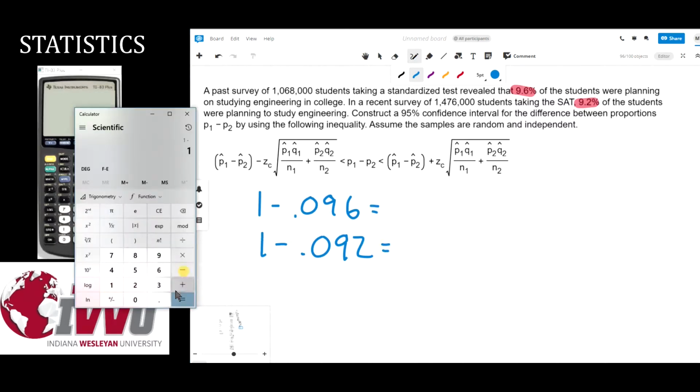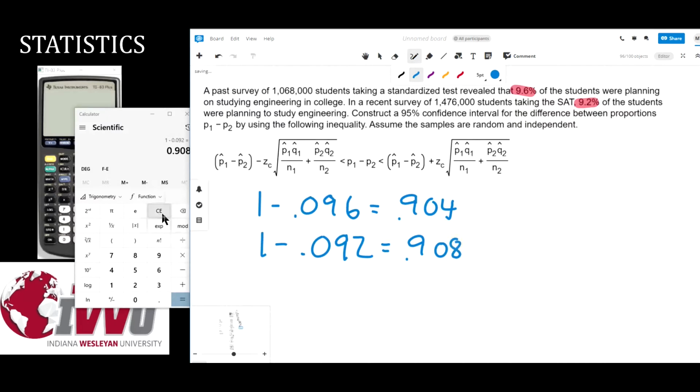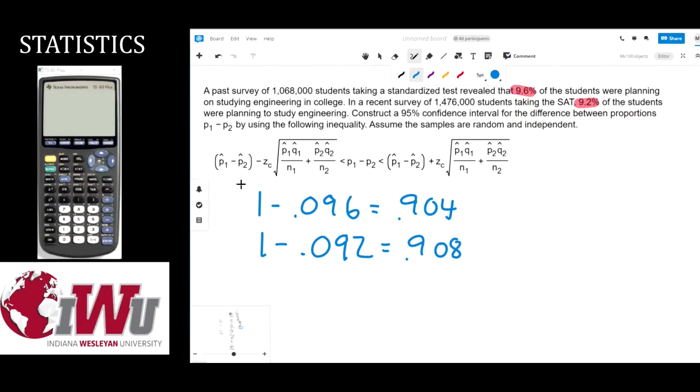And we can do that pretty quickly here. So 1 minus 0.096 is 0.904. And over here, 1 minus 0.092, and that's 0.908. And if we look here, right away we already have this item, this item, this, this. We have the N1, we have the N2. All right. That makes this actually pretty easy. It makes it really easy if you think about it.